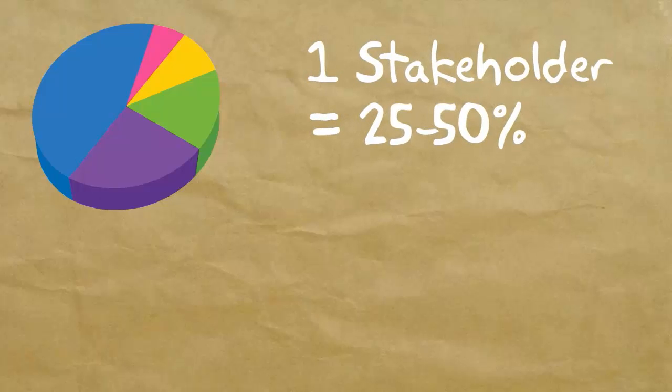Now, I want to leave you with one other key bit of information regarding stakeholders. Think about your ability to close a deal but in the perspective of percentages. If you only cover off one of the stakeholders, then you most likely only have anywhere between 25 to 50% chance of closing the deal.